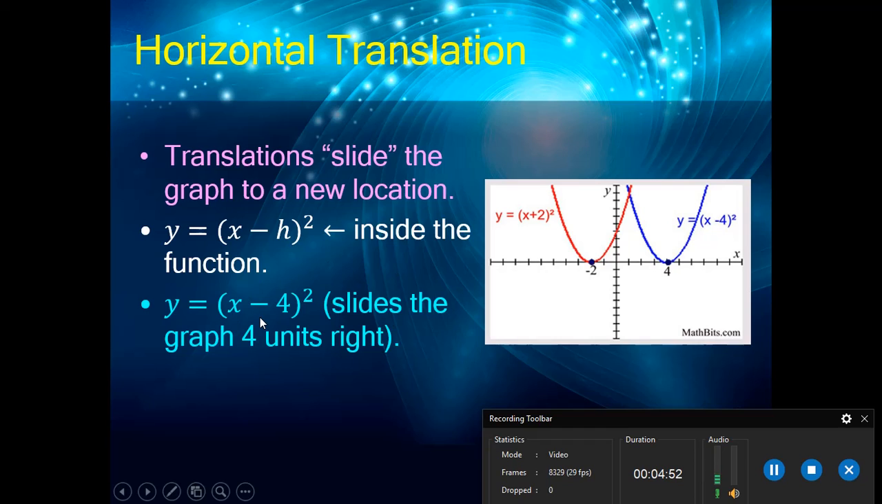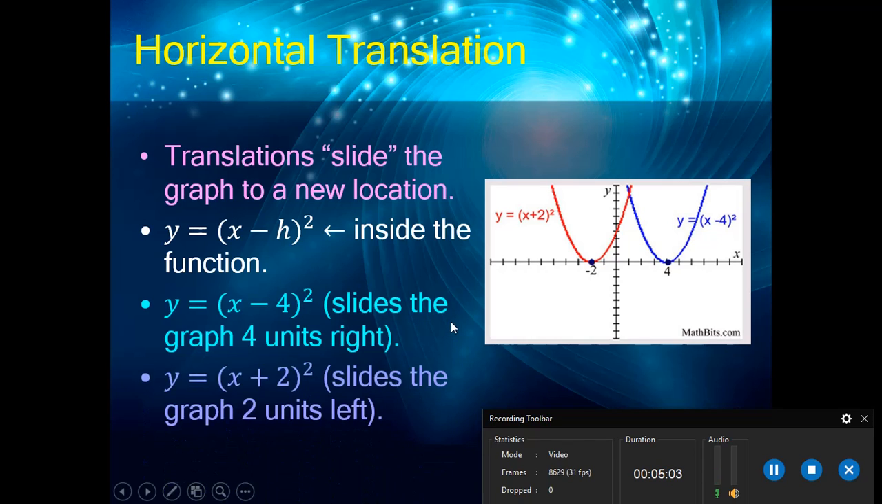Yesterday with vertex form, we said, remember that x lies to you. So x minus 4 actually moves the graph 4 units to the right. So we're moving in a positive direction. And if you see x plus 2, again, it's lying to you. We're actually moving it 2 units left towards the negative side of the number line.